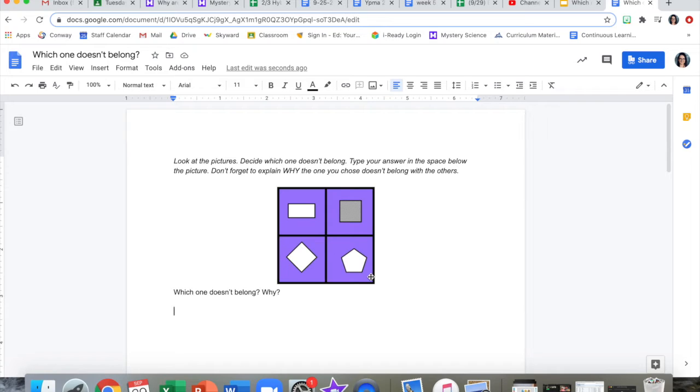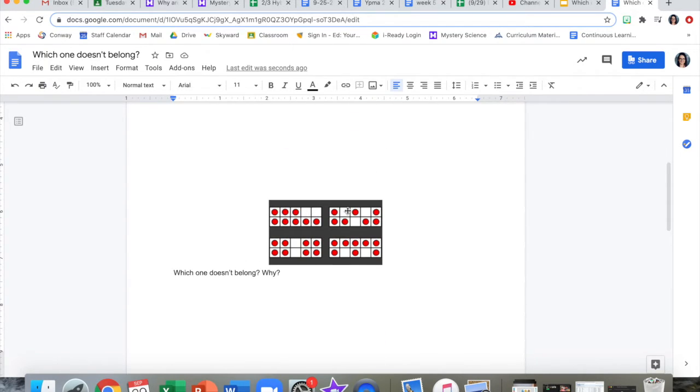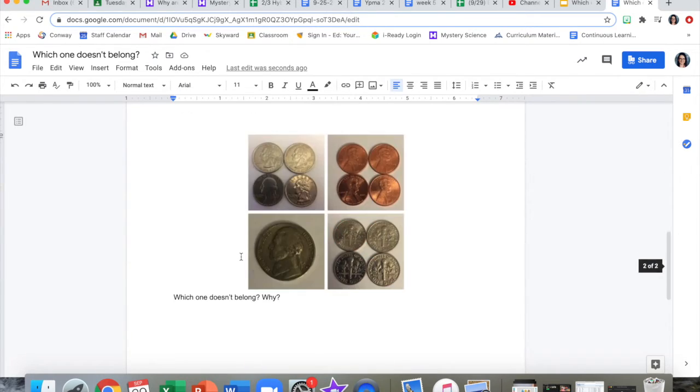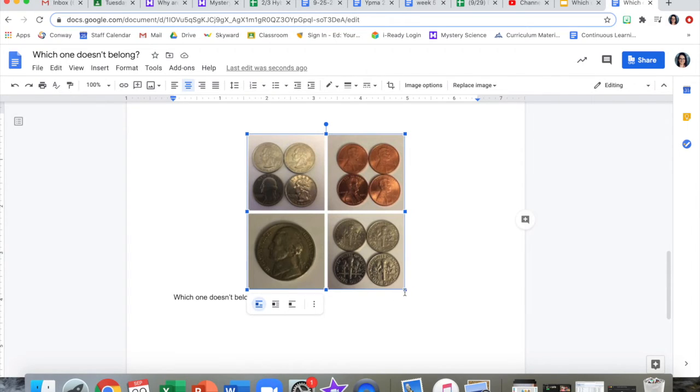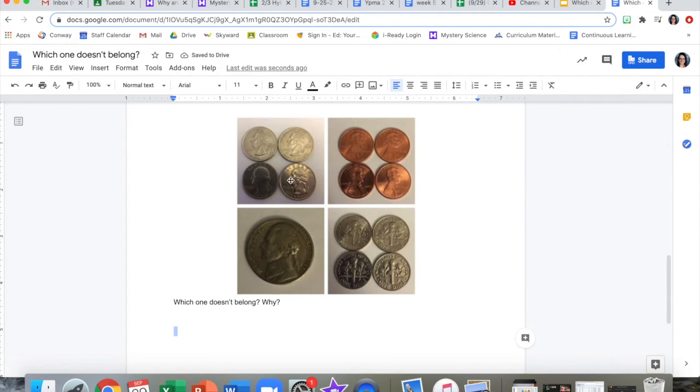You're going to look at a few of these which one doesn't belong puzzles in your assignment today. There's this one with the shapes. If you scroll down, there's these with 10 frames. Which 10 frame doesn't belong? And explain why in the space below. There's another one with money. I made this one a little bit bigger so you could see the details on the coins and figure out which coins they are. If it's still too small, you can make it even bigger. That's okay.